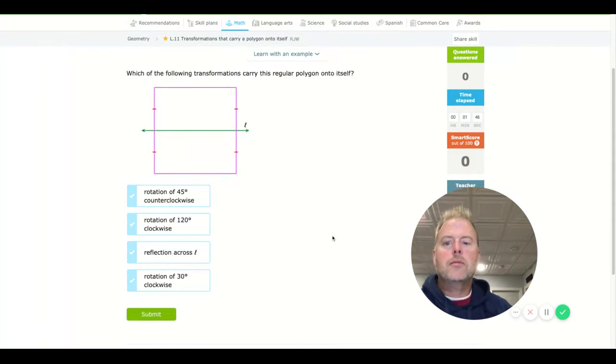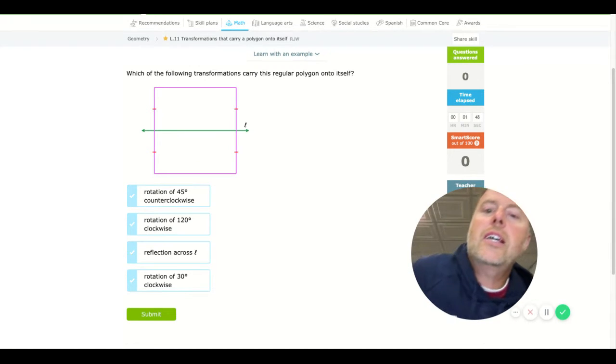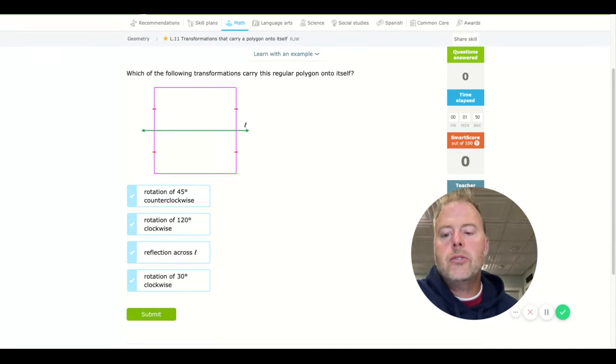Now here we have a square, and we're looking at how can I, again, carry it onto itself. Any rotation that you want to carry it onto itself would have to be a rotation or a spinning of about 90, 180, 270, 360. Any of those would rotate onto itself. But in this case, they're not giving those as options.